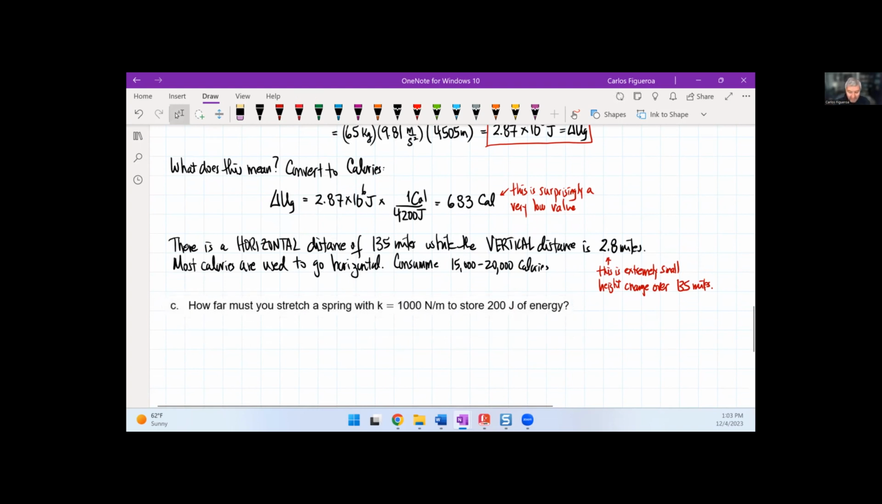So C involves a spring. So let's focus on this spring right here. And it's asking the question, how far must you stretch a spring with a K constant of 1,000 newtons per meter to store 200 joules of kinetic energy here? So we need to set up a picture to make sure that we're actually getting the right picture.